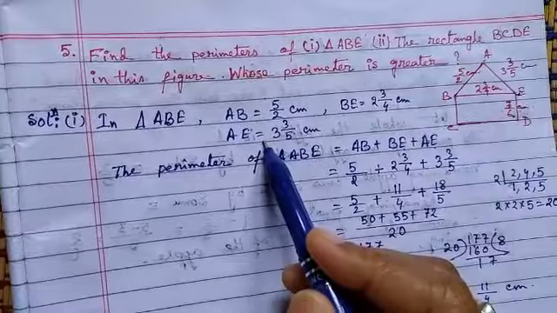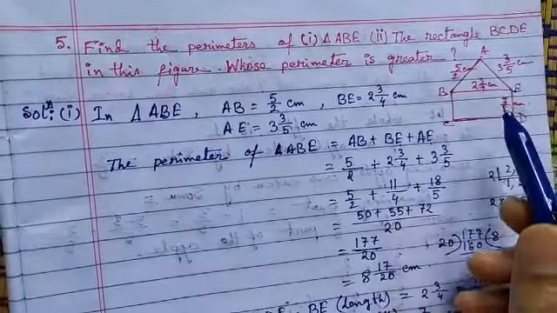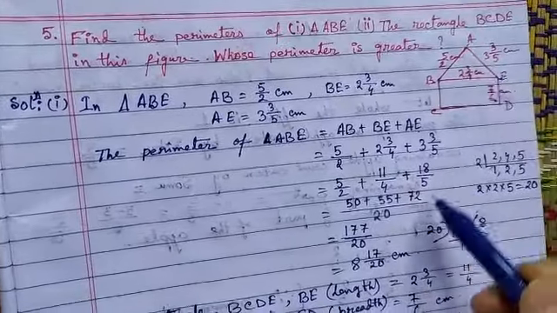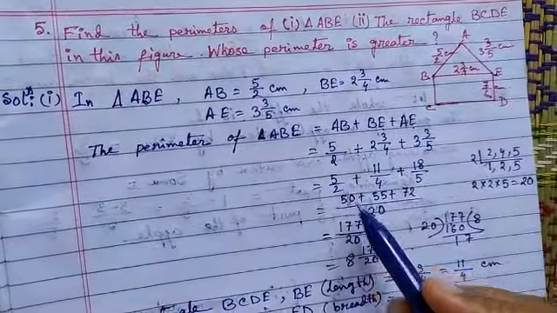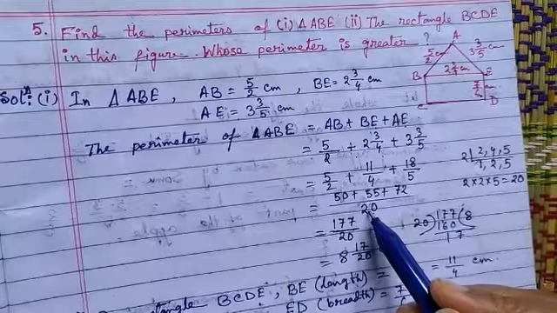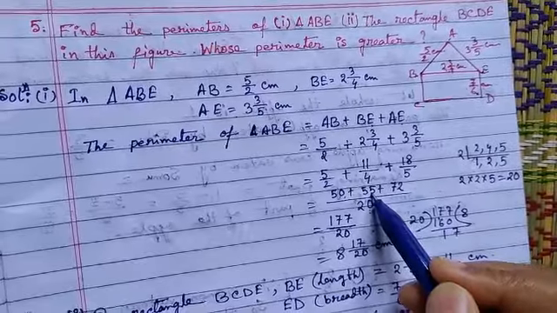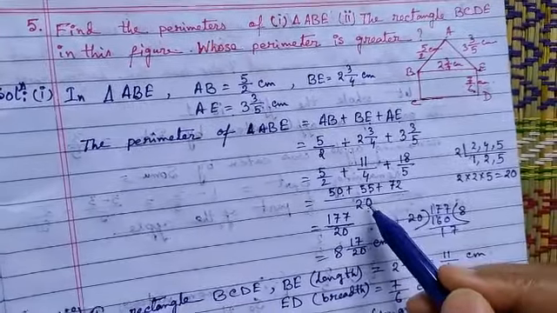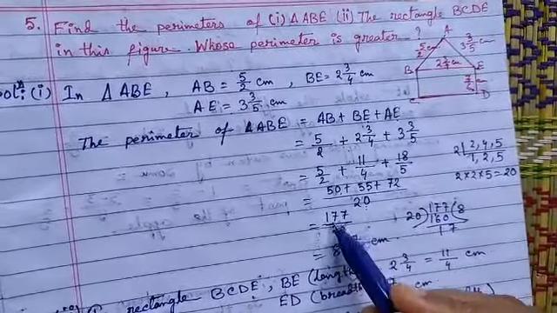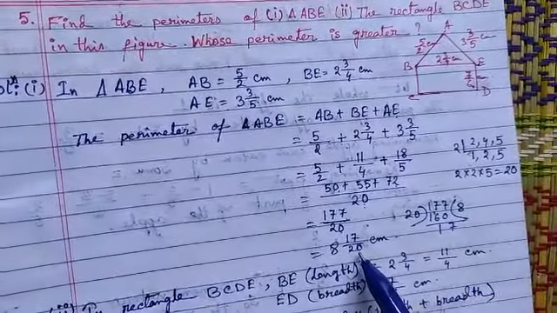Separately I have written here the sides. Then perimeter. That means simple addition. 5 by 2 plus 2 whole 3 by 4, this is 2 whole 3 by 4, plus AE, that means 3 whole 3 by 5. Then LCM is 20. 2, 4 and 5 LCM is 20. Then 2 tens are 20, 10 into 5 that is 50. 4 fives are 20, 5 into 11 that means 55, plus 5 fours are 20, 18 into 4 that means 72. Now after addition 177 by 20, then it is converted into mixed fraction 8 whole 17 by 20 centimeter.